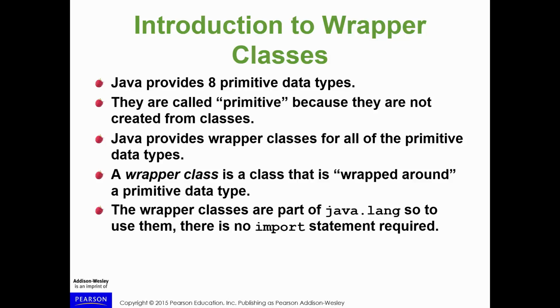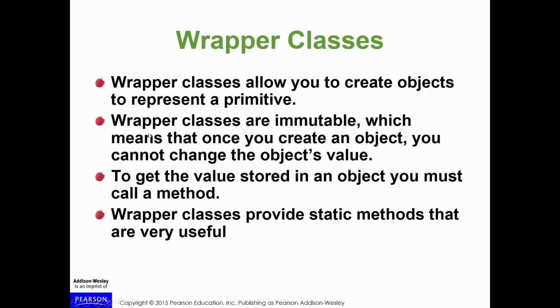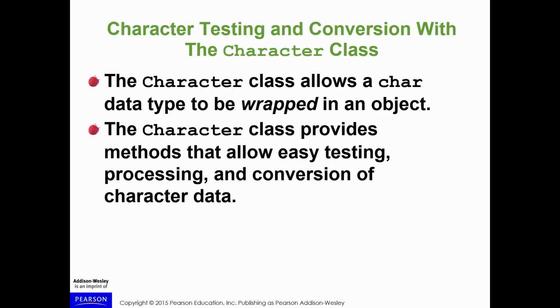All right, the wrapper classes are part of the java.lang package, so to use them, there's no import that you have to use. You can just literally start using them. Okay? All right. So as it says, the wrapper classes allow you to create objects to represent a primitive. Wrapper classes are immutable. So once you create an object, you can't change its value. Okay? To get the value stored in the object, you call a method. And there's different ways that you can use wrapper classes, different methods.